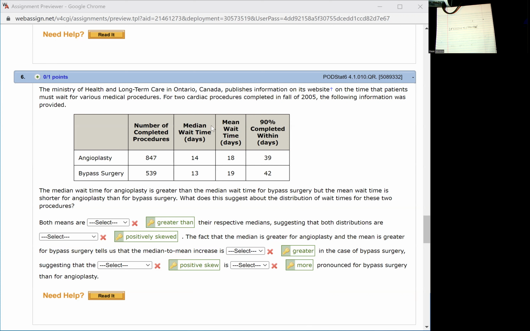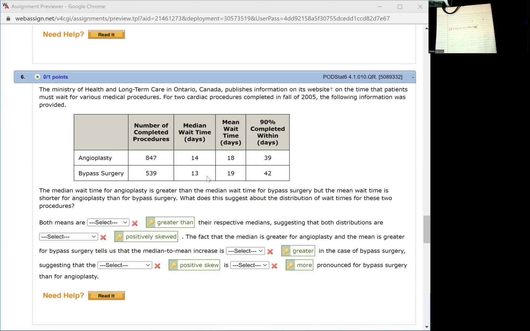Since the mean is greater than the median for angioplasty, 18 and 14, 18 is greater than 14, that indicates that the distribution of the raw data behind these values is right skewed, or positively skewed. The same for bypass surgery.